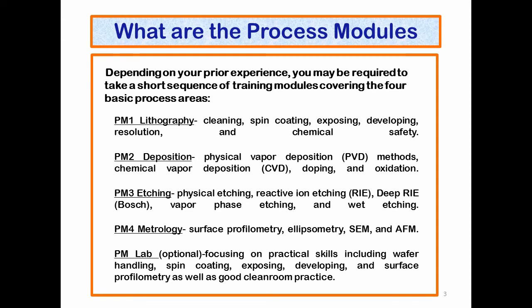Process module 3 is instructions on etching. And this includes physical etching, reactive ion etching, or RIE, deep reactive ion etching, or the Bosch process, vapor phase etching, and wet etching. Process module number 4 is metrology, which includes surface profilometry, ellipsometry, SEM, and AFM.